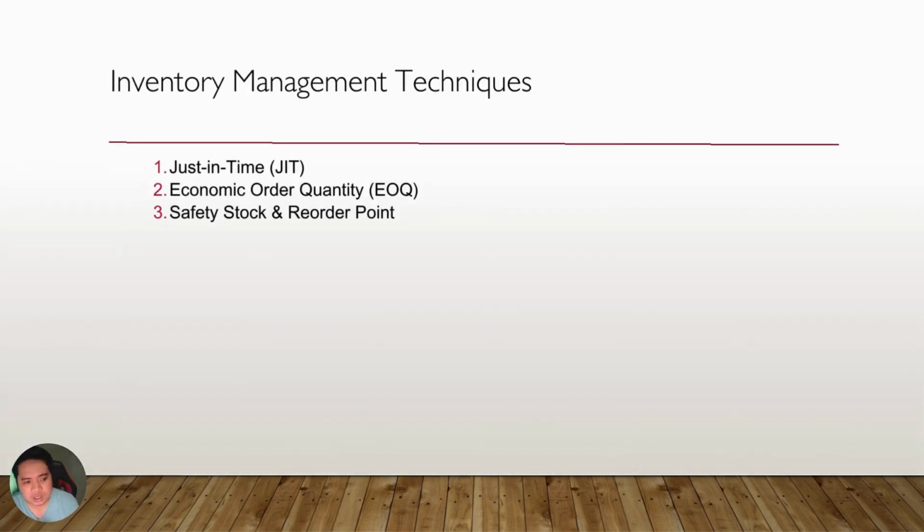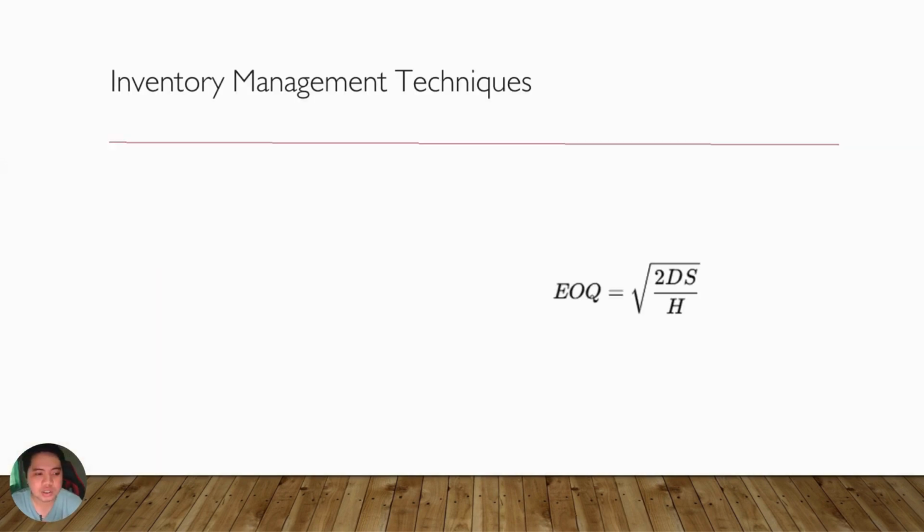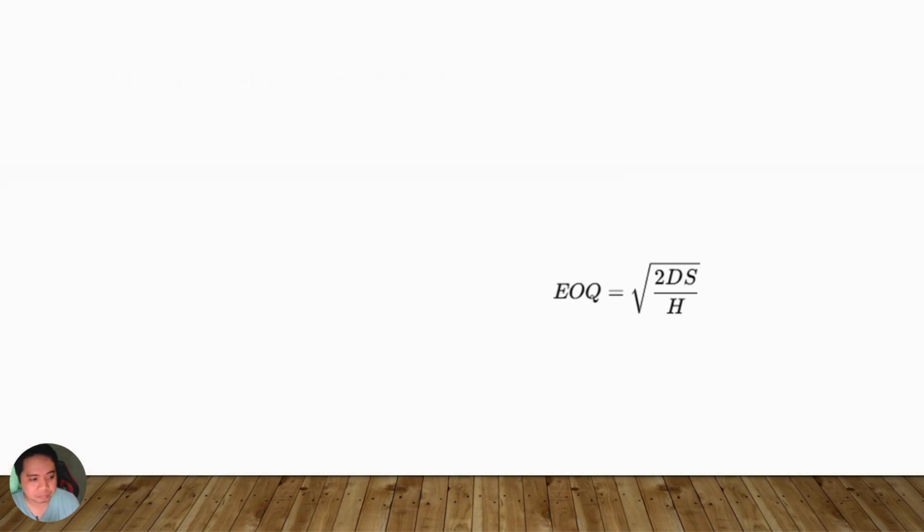So with that, we were given inventory management techniques. What are those techniques? Just in time, EOQ, which I also explained in my previous video but will be further discussed here, and safety stock and reorder point. So let's go to JIT, or just in time.